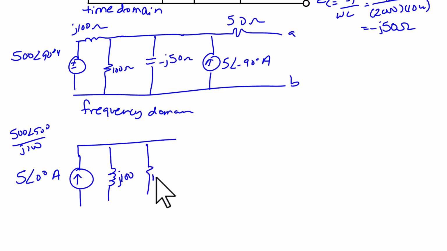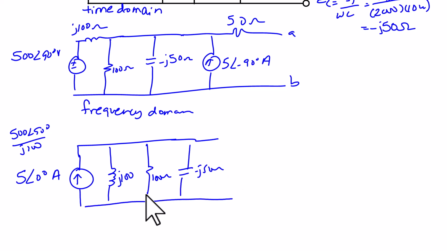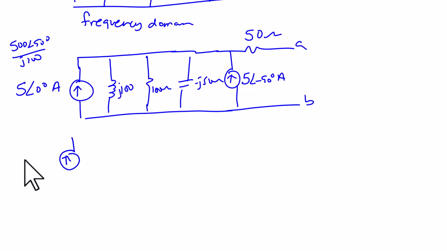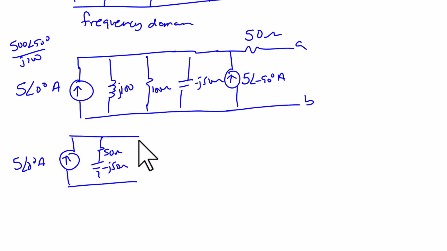So we have j100 in parallel with 100 in parallel with negative j50 ohms in parallel with the 5 angle negative 90 current source, and that in series with the 50 ohm resistor. The next step is to combine these three impedances together. When we put the three impedances in parallel, we get 50 minus j50 ohms, and that's in parallel with the 5 angle negative 90 amp current source, and that's in series with the 50 ohms.